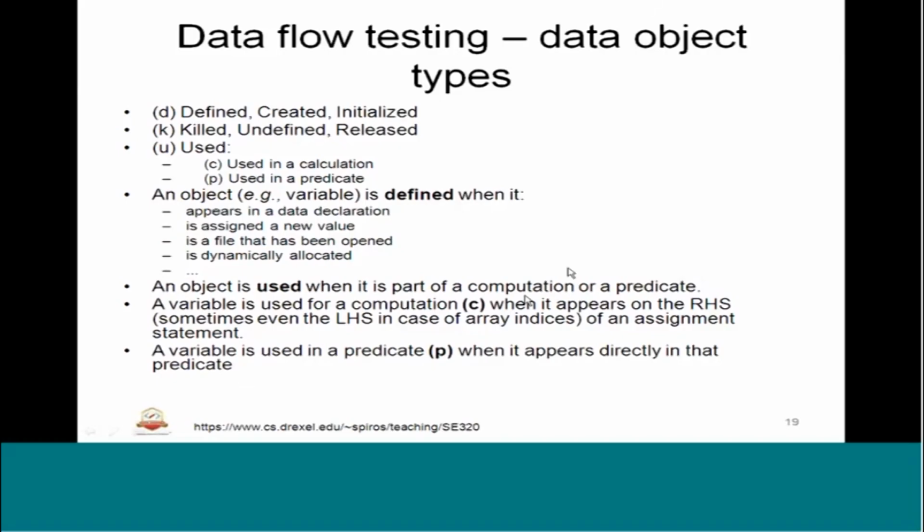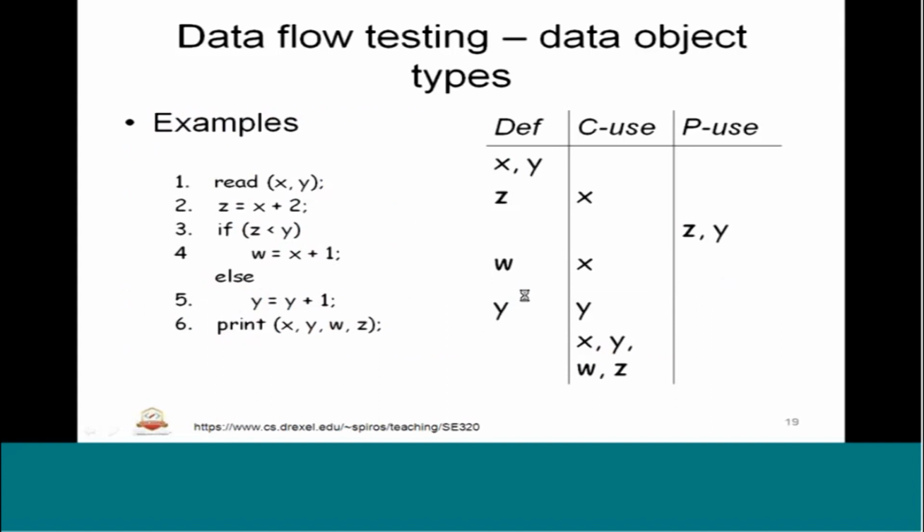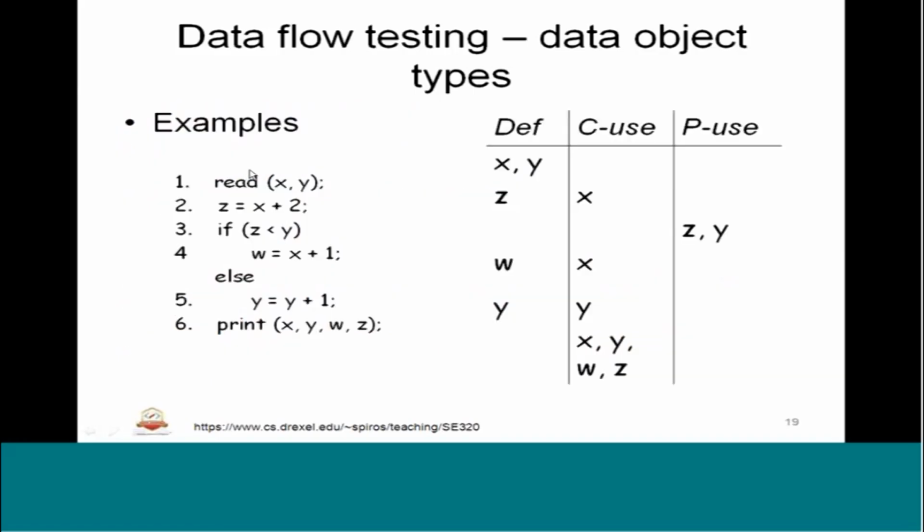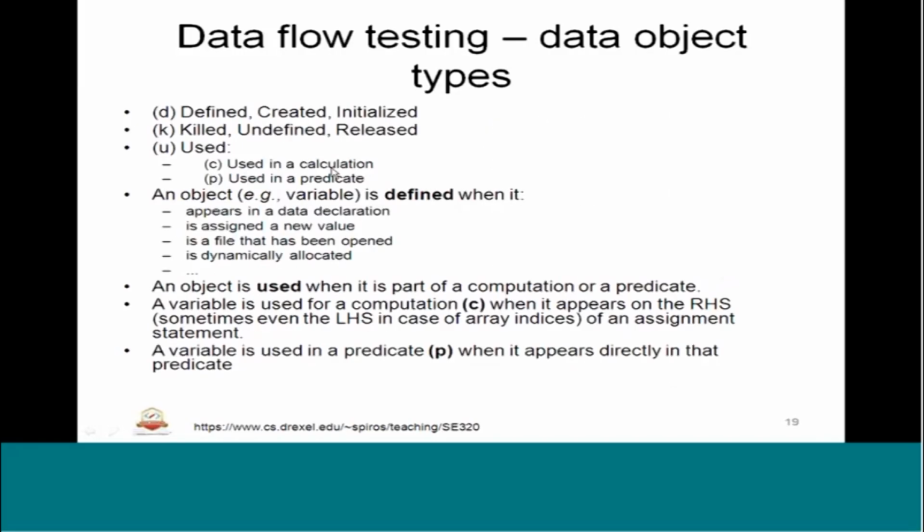Okay. So next one is examples of data flow testing data object types. You can see definition, CUs, PUs. As I said, definition is defined, created, initialized. The other ones are CUs and PUs. For calculations, we use C type of objects. For predicates, we use P type of objects.